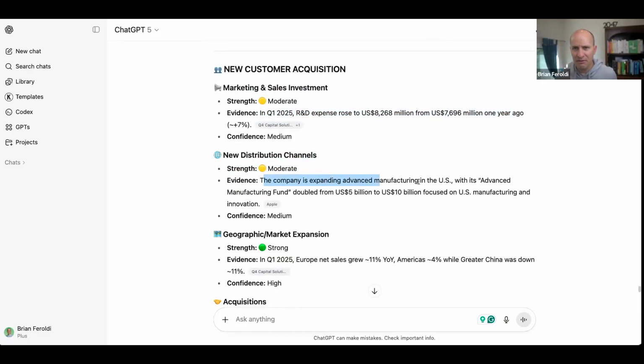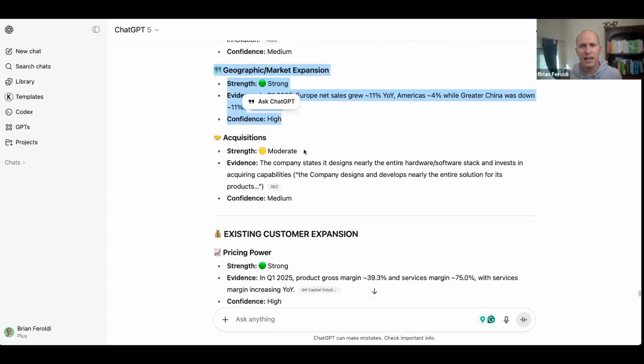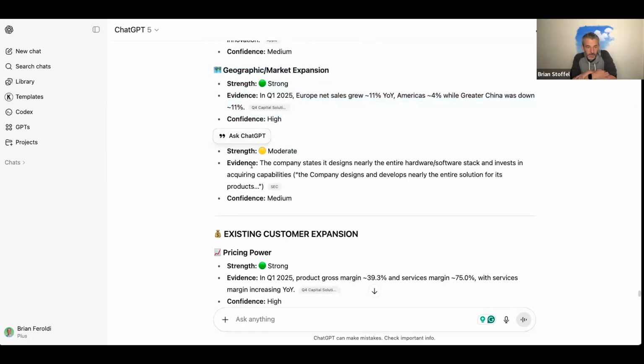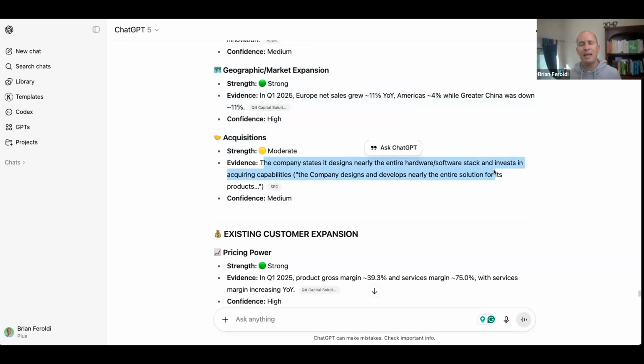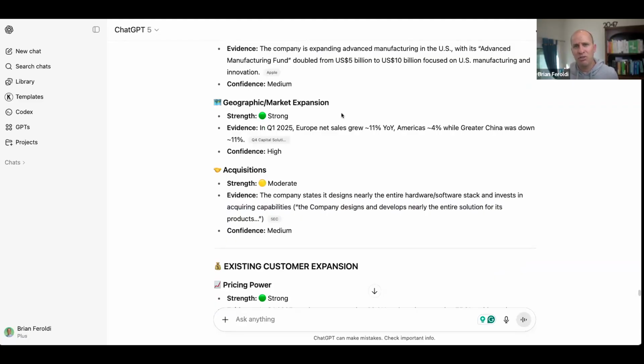The company is expanding advanced manufacturing in the U.S. with Advanced Manufacturing Fund. Is that new distribution channels? Not really. No, I would say that that's wrong. Geographic market expansion. Europe sales grew 11% and the Americas grew 4%, while China was down. So this is saying this is a big area of growth for the company, is penetrating new markets. Certainly could be. Definitely could be. Acquisitions are moderate. I mean, this company famously does not make big acquisitions, which is a strategy that I personally like. All right, so not a lot of growth there.